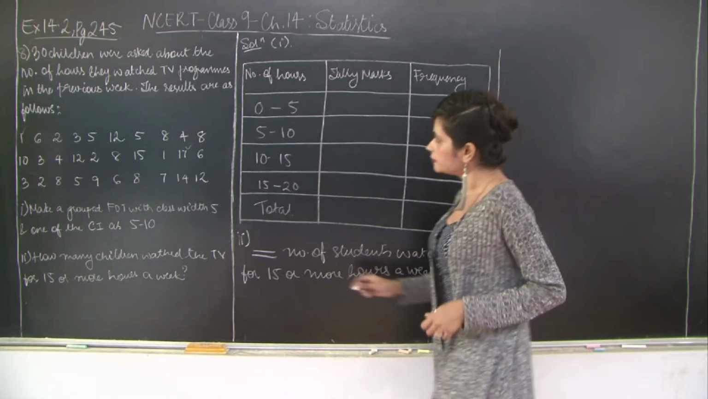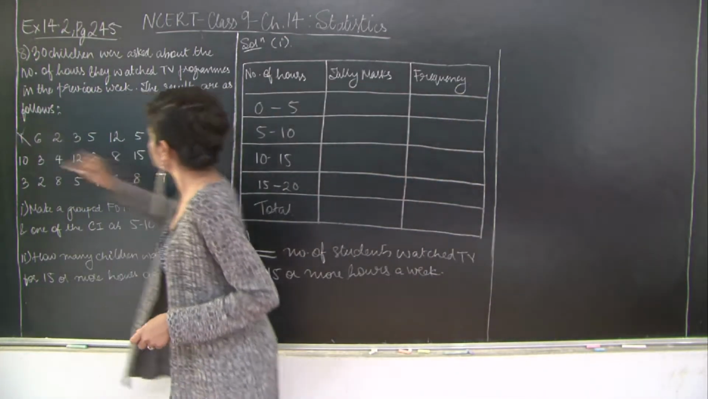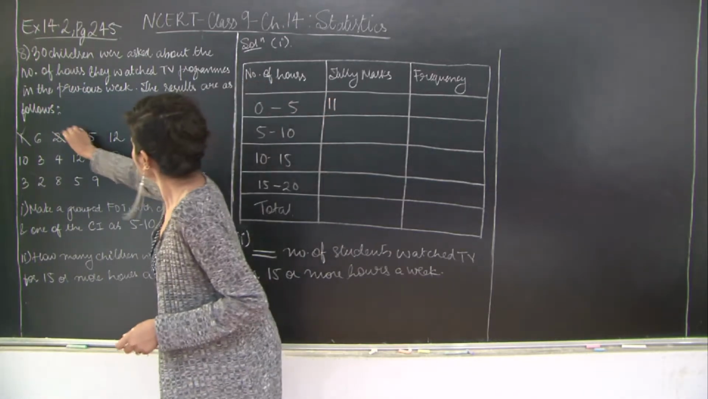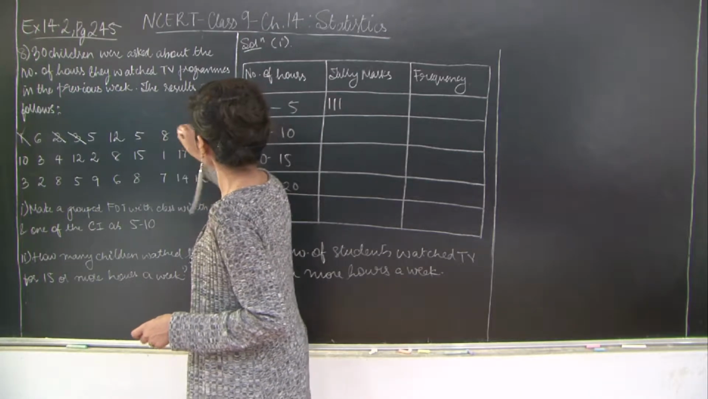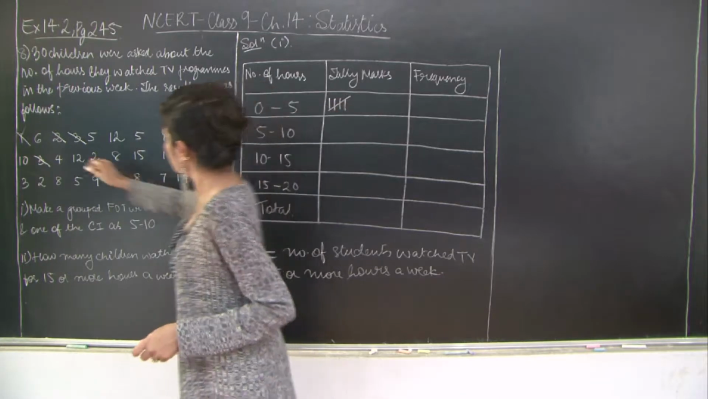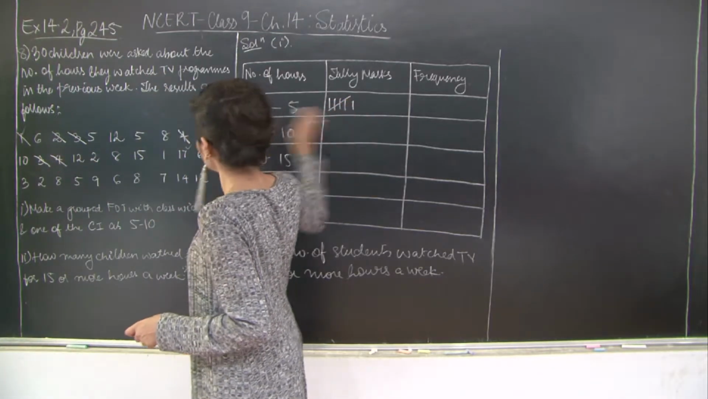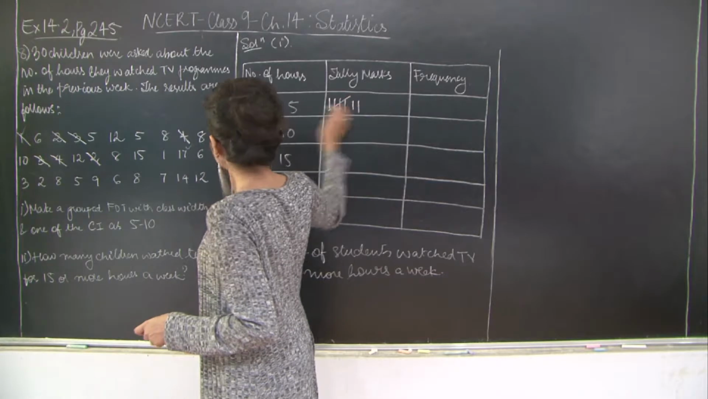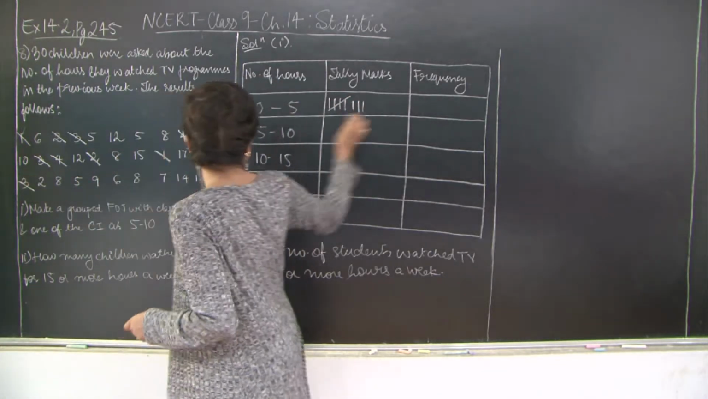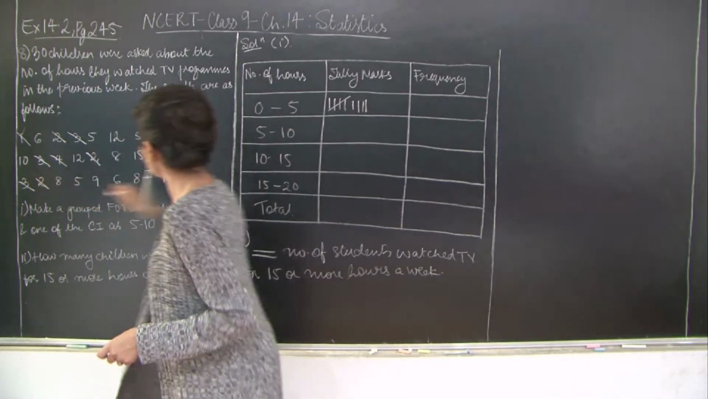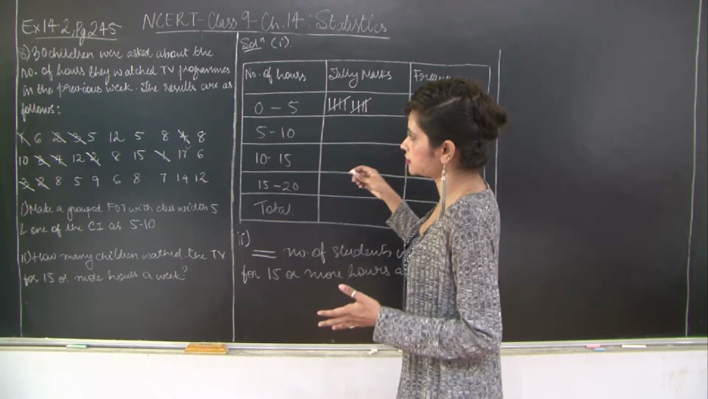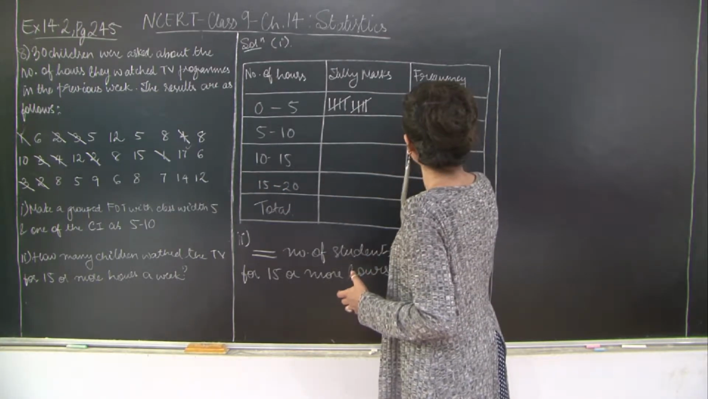So let's get started. So I have 1, 2, 3, 4 and 5. Again 1, 2, 3, 4 and 5. So anything else that is less than 5, I can't really notice anything. So this frequency is 10.